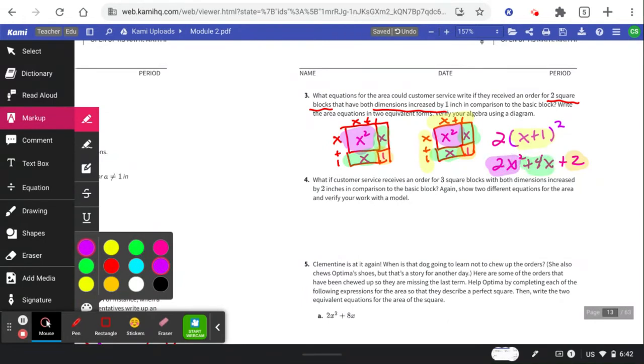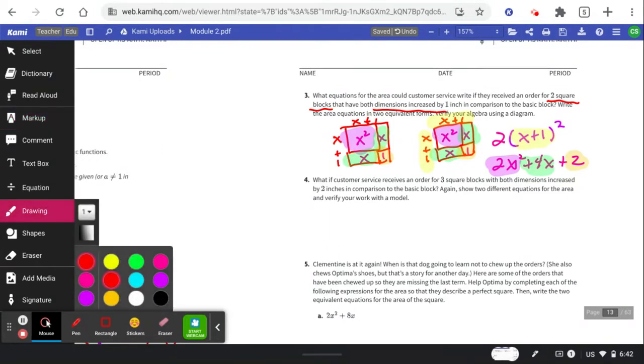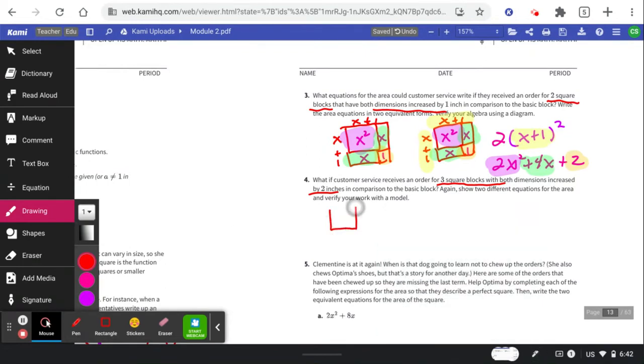Okay, pause the video and try number 4. All right, let's see how you did. This time it's 3 squared blocks extended by 2 inches from the basic block. So 1 extended by 2.